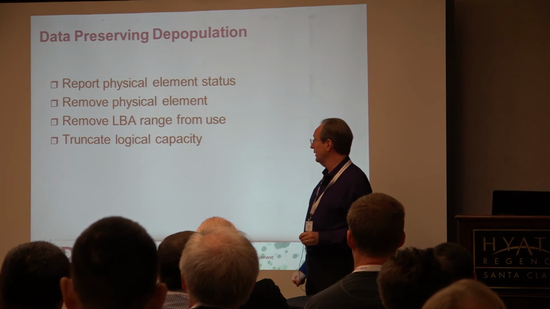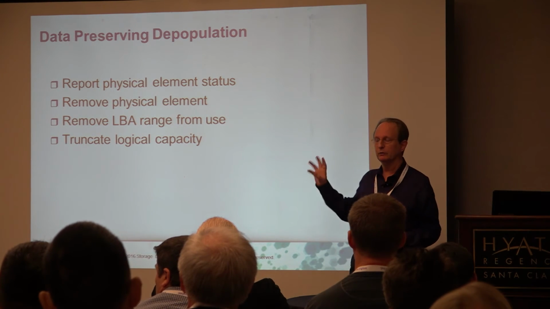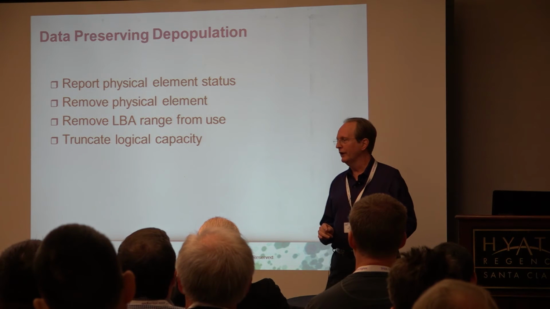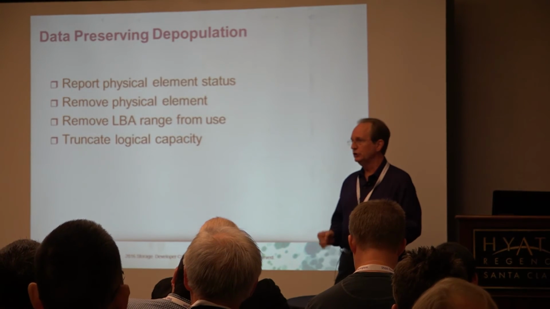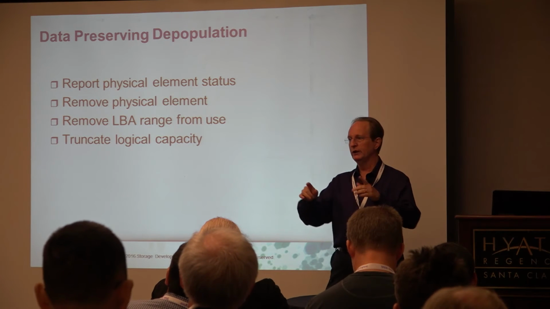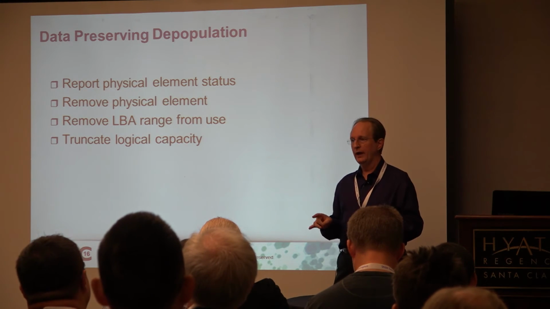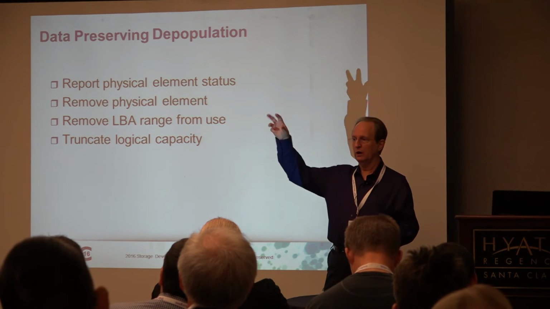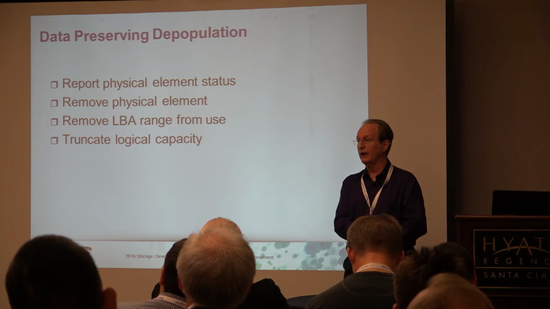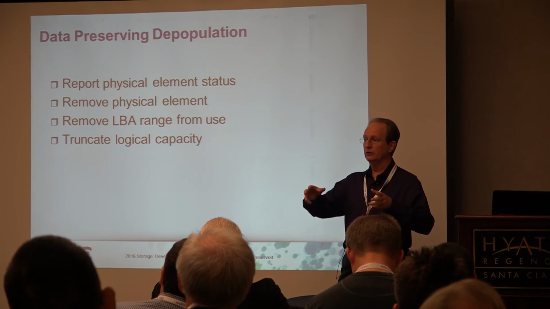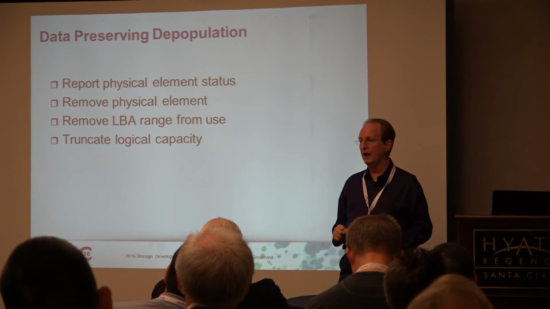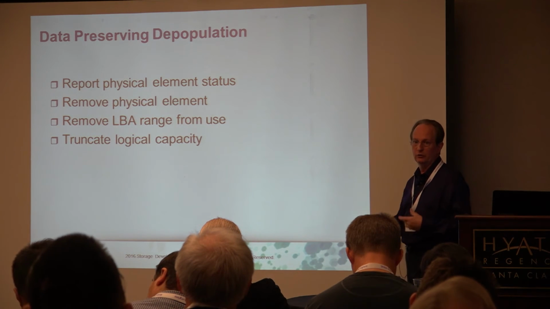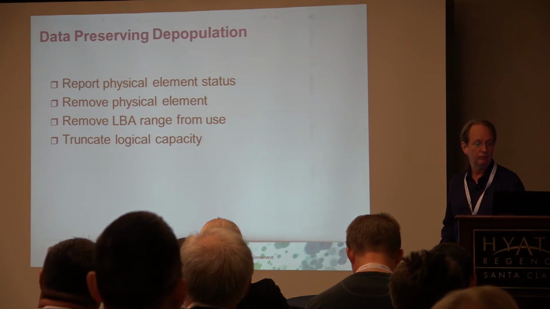And it has the ability to truncate the logical capacity. And the process here, at least my best way of representing it, and I may not be totally accurate, is that you can go out, figure out which physical elements associated with which LBAs have difficulties, are bad, move your data from your highest LBA range into good locations, then truncate the top end of your LBA range so there's no data that you're losing, and then depopulate the elements that are questionable or bad.